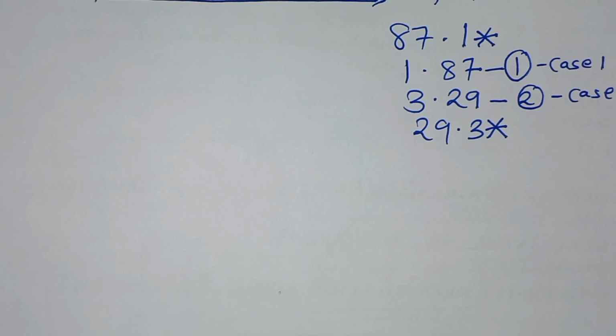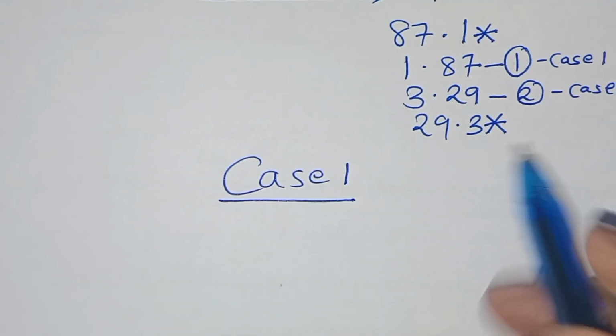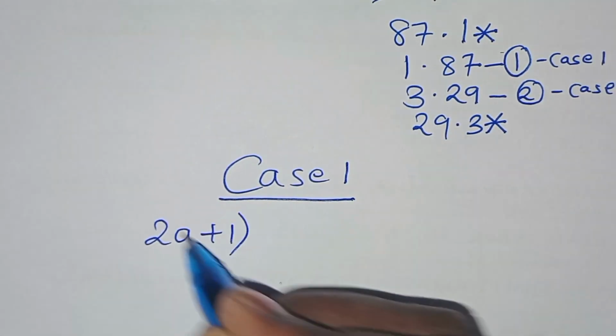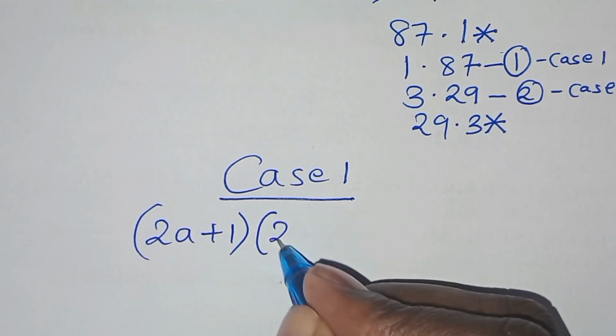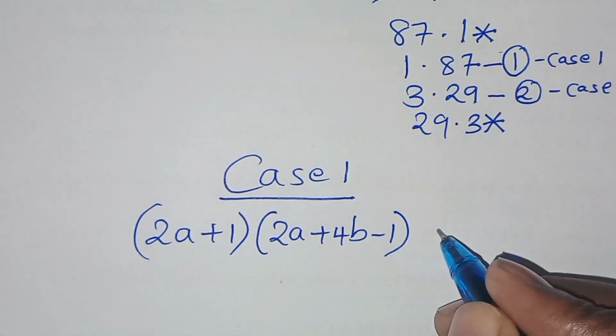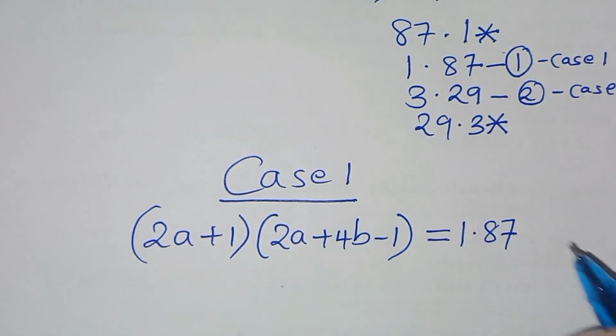So let's start with case 1. In case 1, we have 2a plus 1 times 2a plus 4b minus 1, this is equal to 1 times 87.